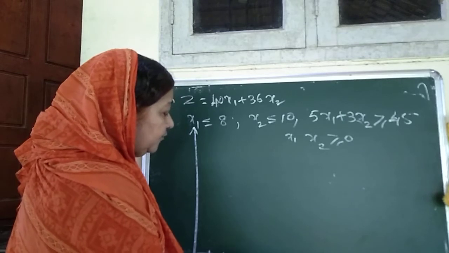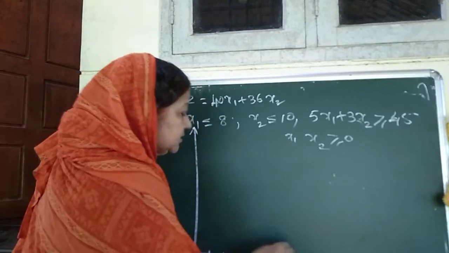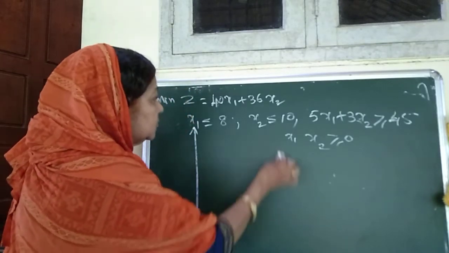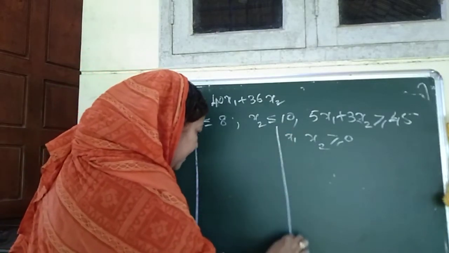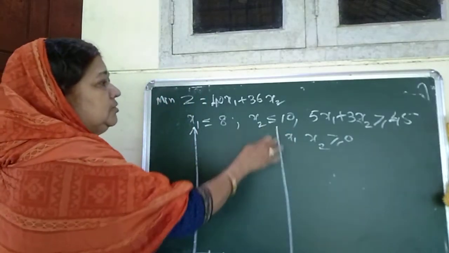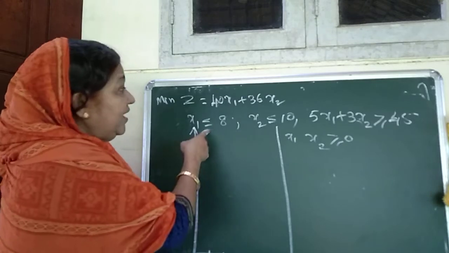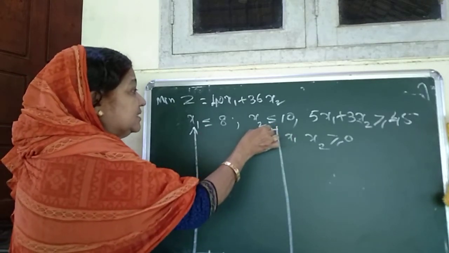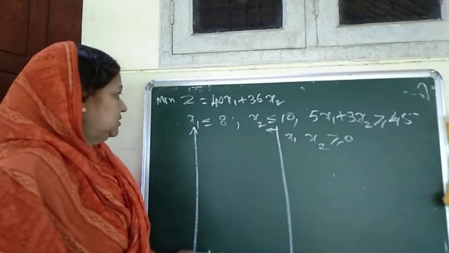1, 2, 3, 4, 5, 6, 7, 8. So it is the point x1 equal to 8. So it is the line x1 equal to 8. Therefore, the boundary of the region is x1 less than or equal to 8.